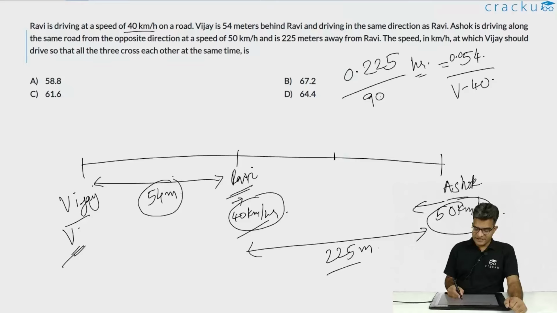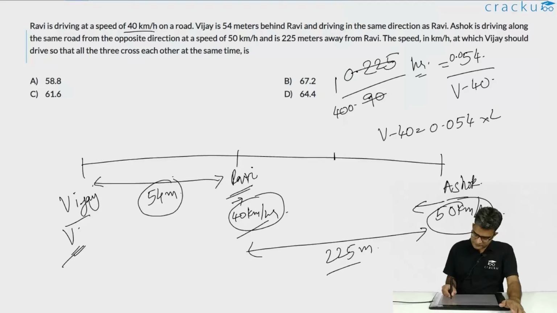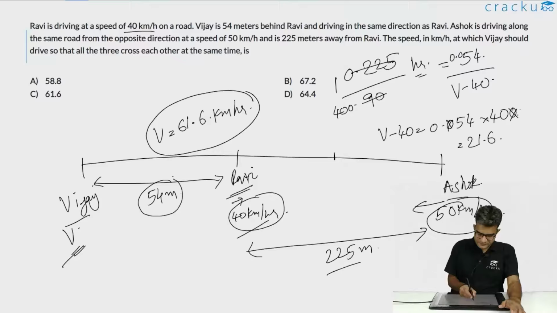0.225 divided by 90, this will be 1 by 400. Because 0.225 into 400 is equal to 90. So the value of V minus 40 is equal to 0.054 into 400. This is equal to 0.54 into 40, which is 21.6. So the value of V is equal to 61.6 kilometers per hour. That should be the speed of Vijay, which is option C.